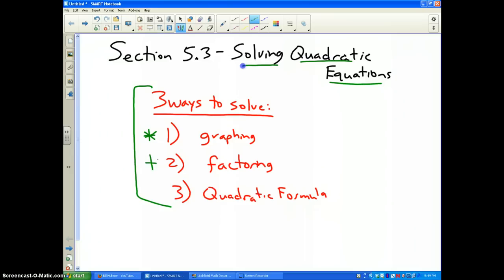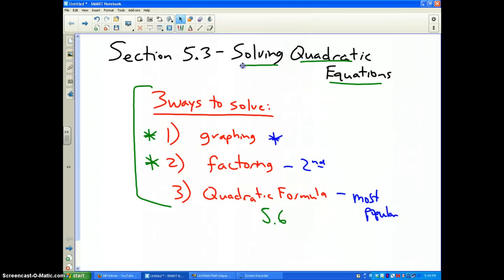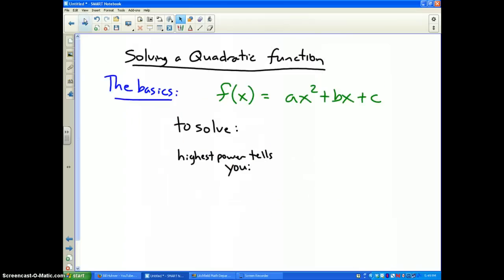The next video will talk about factoring, and when we get to section 5.6, you're going to learn and memorize the quadratic formula. Probably the most popular method would be the quadratic formula, and the factoring method is probably the second most popular, but it is very important to understand graphing and how it works and why. And so that's what we're going to talk about as we go through the 4 slides. I'm going to fast forward to the next one.